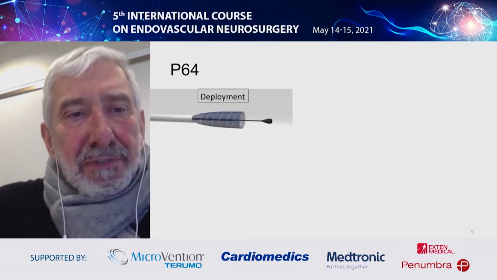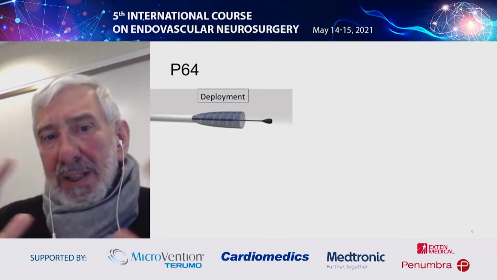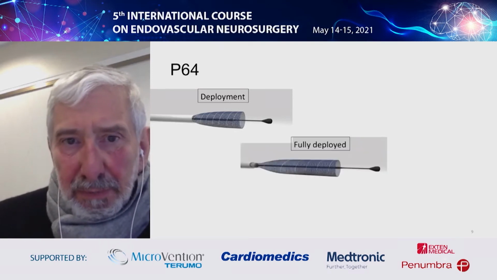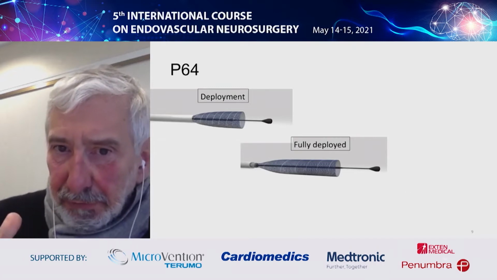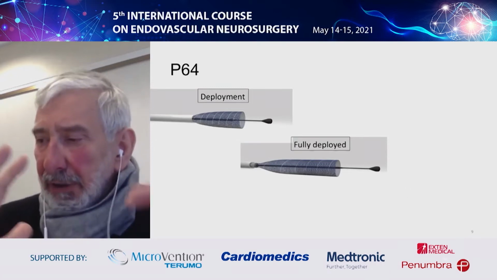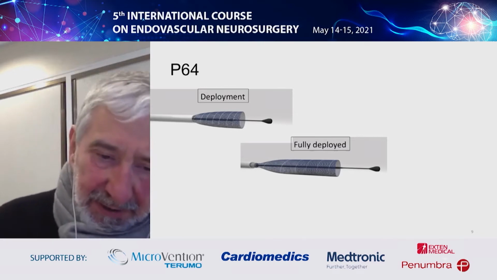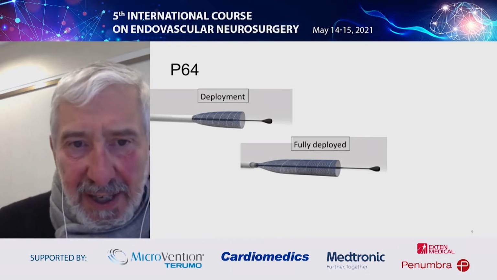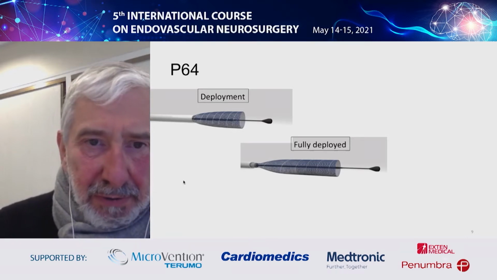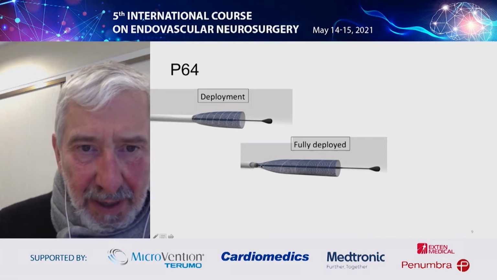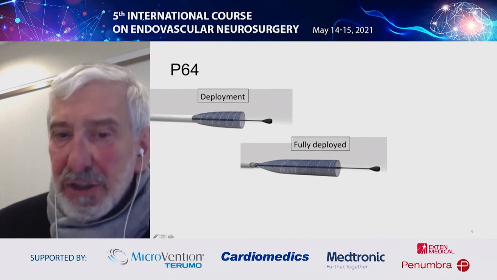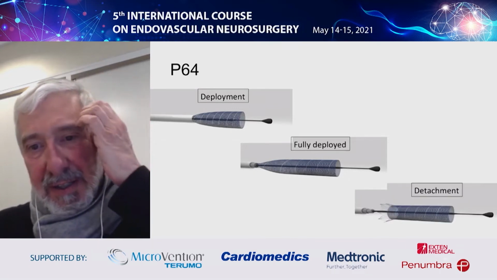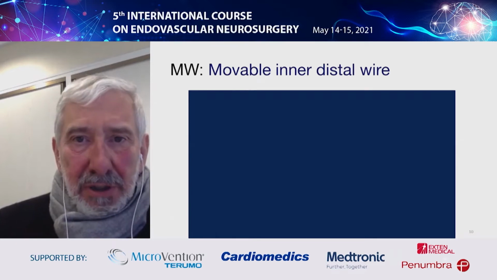So the first version of the P64 was a detachable flow diverter. You see the deployment of the flow diverter. It was possible to fully deploy the flow diverter, not 90%, not 85%, not 95%, but fully deployed 100%. But you see that it is attached to the pusher. I don't know if you see my arrow, but you see here, it is attached to the flow diverter. And when you are happy with the position, you can detach it, and it is a final situation.